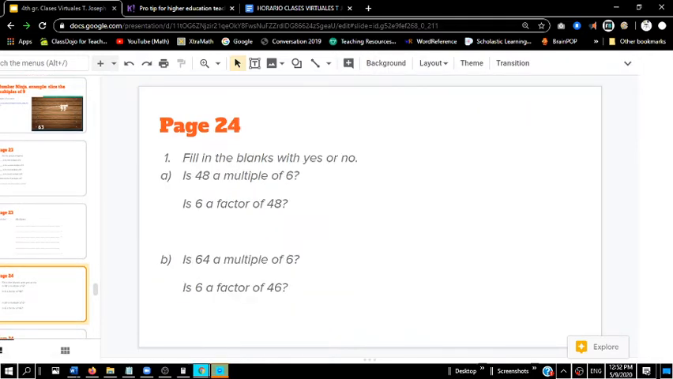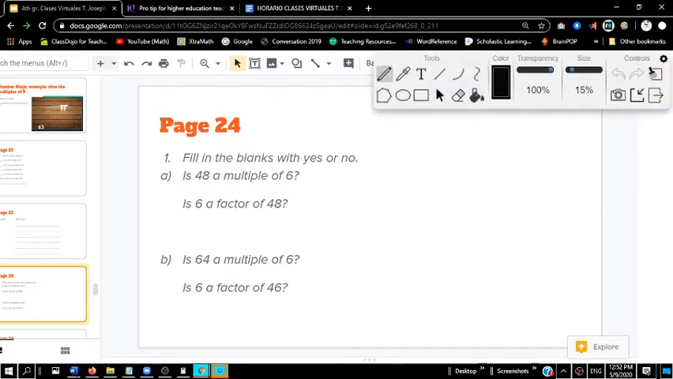Page 24. We're going to fill in the blanks, yes or no, just like we did on page 20, to see if these are multiples, okay? If we can continue the multiplication up to that number, it's going to be yes. If we can't continue, it's going to be no. So let's find out.